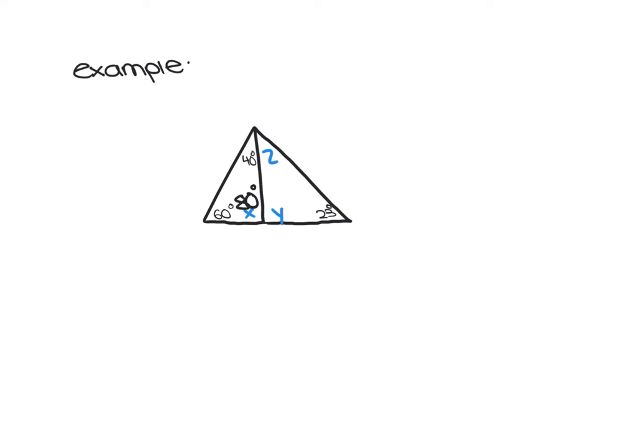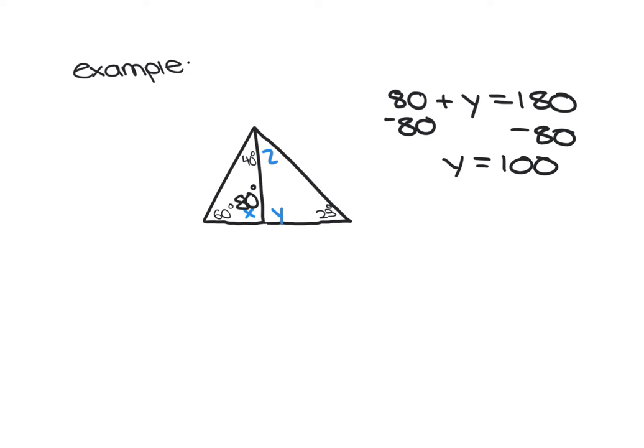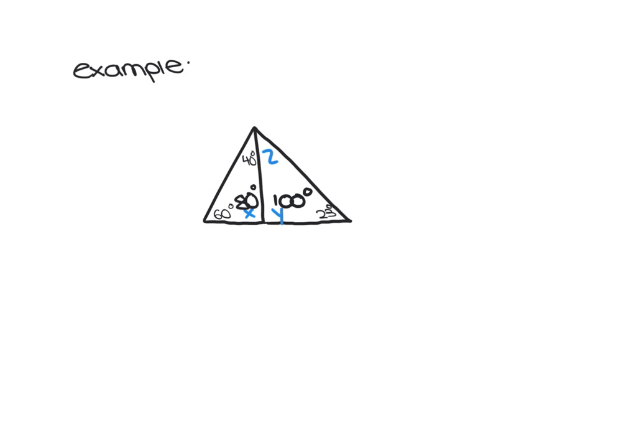Now that we have solved for angle measure x, we can solve for angle y. We can solve for angle y considering angles x and y are supplementary and form a straight line, or 180 degrees. Knowing this, we can create the equation 80 plus y is equal to 180. Then we can subtract 80 from both sides, and we are left with y equal to 100. Now we can plug 100 degrees in for angle measure y.